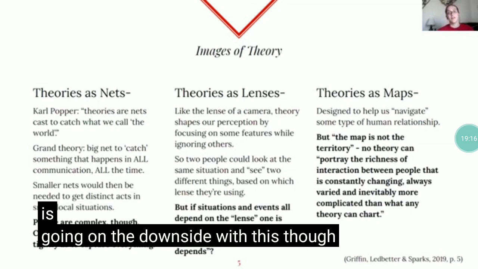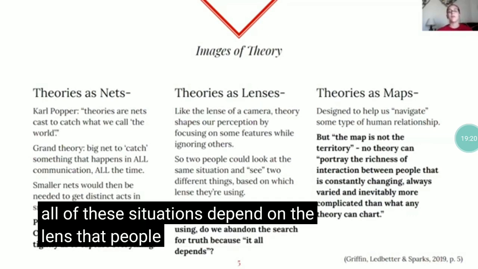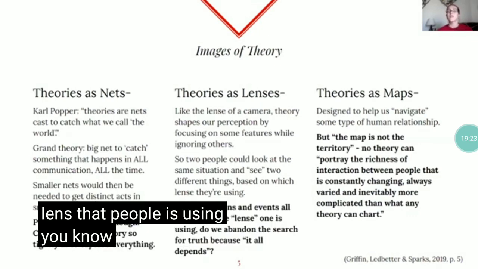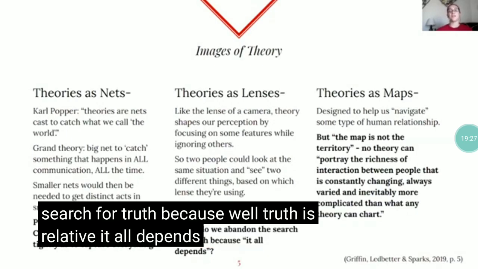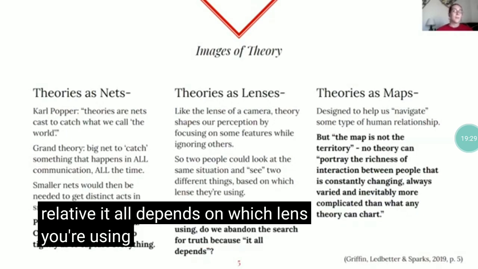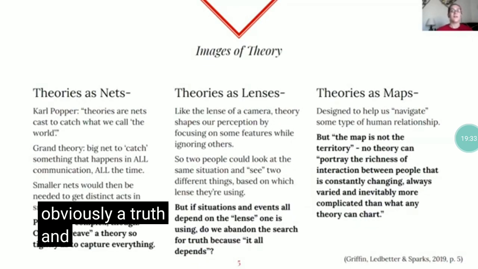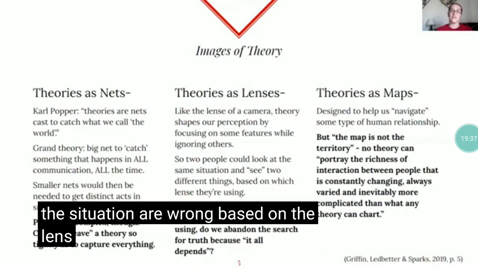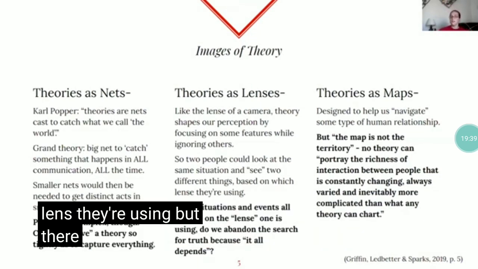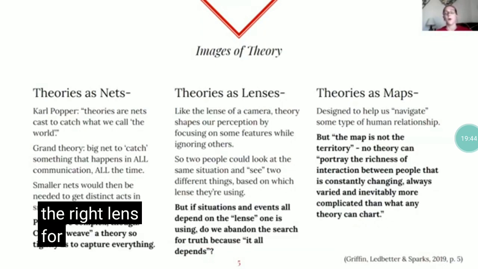The downside with this, though, is that if all of these situations depend on the lens people are using, some people might abandon the search for truth because truth is relative. It all depends on which lens you're using. I would argue that there is obviously a truth, and maybe both of the people in the situation are wrong based on the lens they're using, but there is an actual thing that is happening that you would have to find the right lens for.